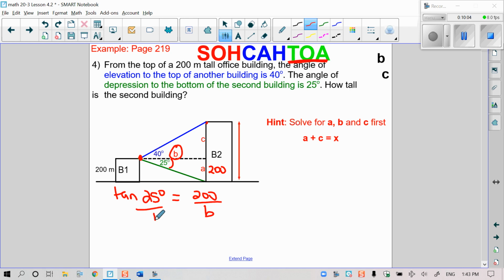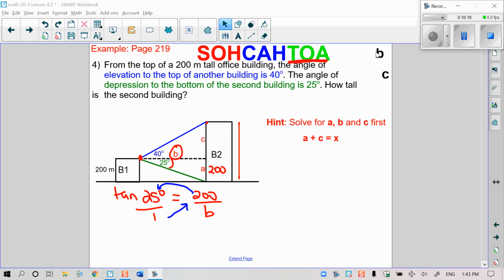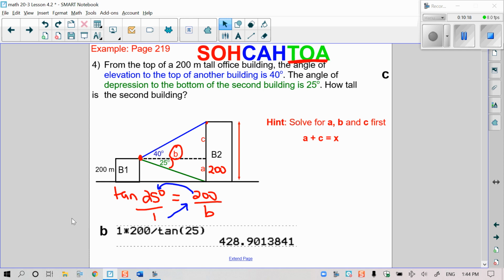When you have your variable in the denominator, place the other side over 1, and then you just cross multiply and divide. So 1 times 200 divided by the tan of 25. Plug that into my calculator and I get that b is equal to 428.9.